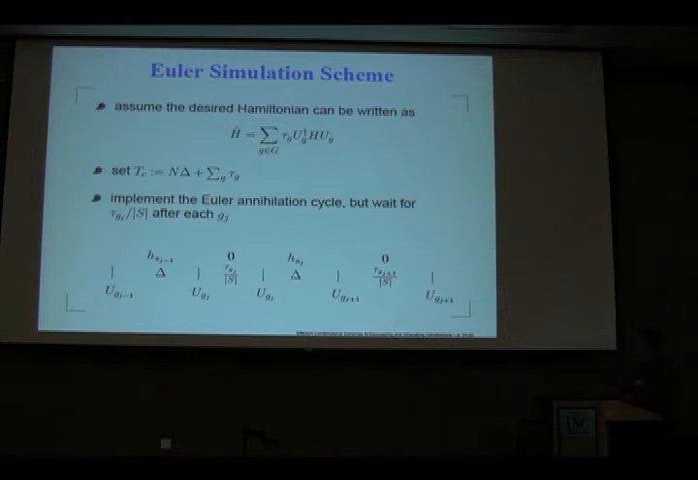The idea is as follows. Assume that the desired Hamiltonian can be written like this. Here we have unitary matrices that are indexed by group elements, and here we conjugate the Hamiltonian, and here we have some tau of G's. Let's assume that we can express it in the following form. Then the cycle time is going to be n times delta, where n is the length of an Euler cycle, and here this is the sum of these guys.